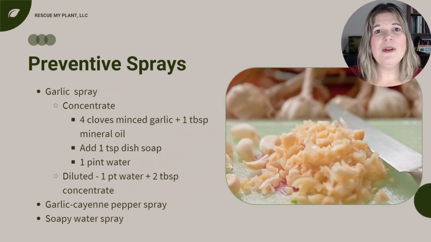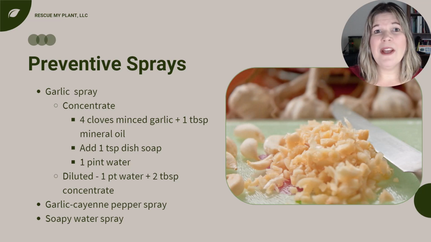There are a couple of inexpensive homemade sprays that you can make to apply on plants to deter and kill pests such as aphids, ants, beetles, caterpillars, slugs, and whiteflies. You would add 4 cloves of minced garlic to a tablespoon of mineral oil and let it sit for a day. Strain out the minced garlic and add the oil and 1 teaspoon of dish soap to a pint of water. This is the concentrated form. To dilute it, fill a spray bottle with 1 pint of water and 2 tablespoons of the concentrate. Shake it and you're ready to use it.